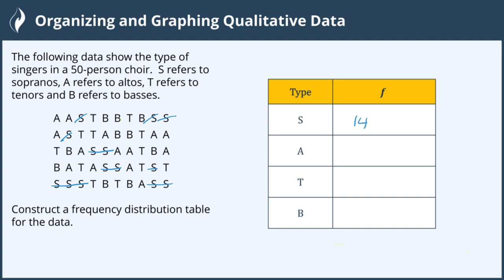So I'm going to do the same thing with altos, tenors, and basses. I have 2, 3, 4, 5, 6, 7, 8, 9, 10, 11, 12, 13, 14 altos.